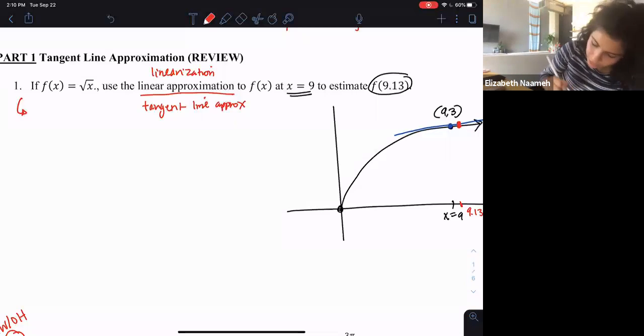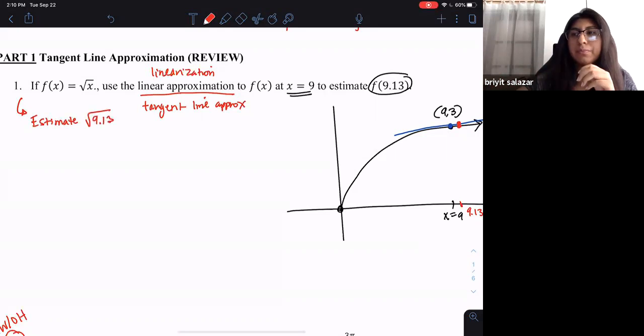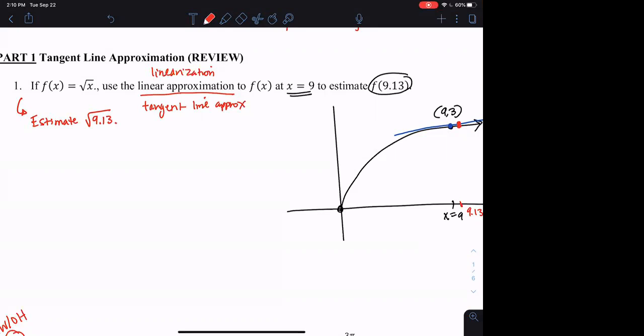Okay, so another way this question could have been said, you might see it on the AP exam as simply: estimate the square root of 9.13. Same thing. So let's get started.